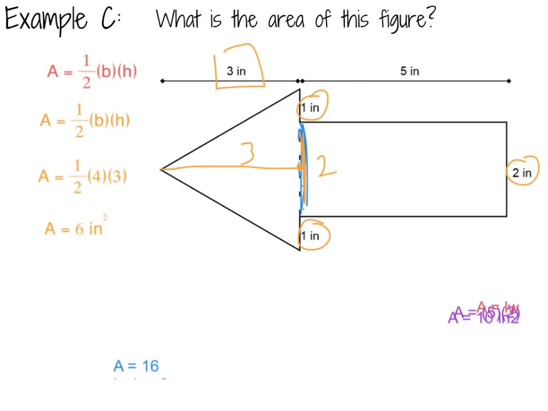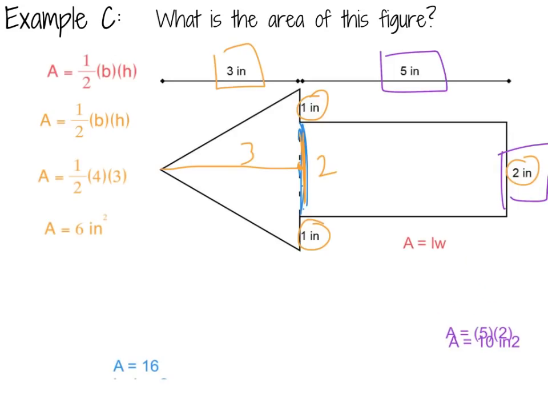I need to take a look at my rectangle, so I need the length and the width. As we just talked about, the width is going to be 2, and my length is up here as 5. So I've got my length and my width. So I'm going to write down my formula, area equals length times width, plug in 5 and 2, and when I multiply those together, I get 10. So I just need to add my two together. So 10 plus 6 is 16 inches.